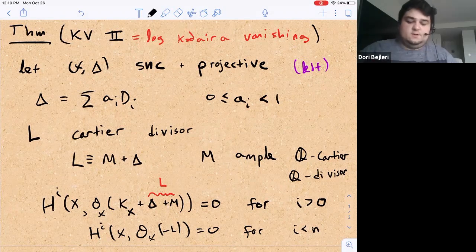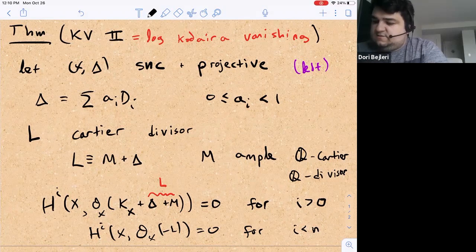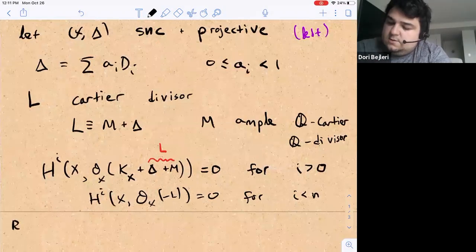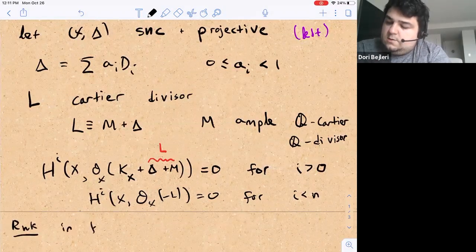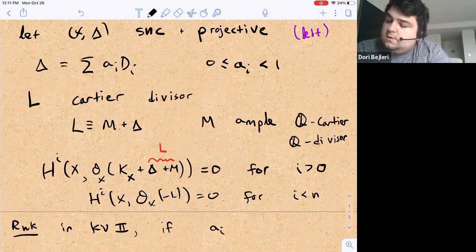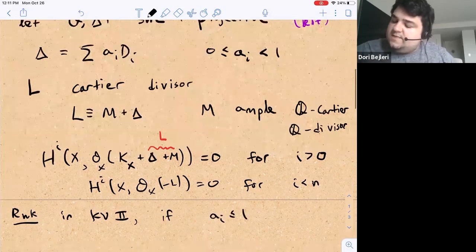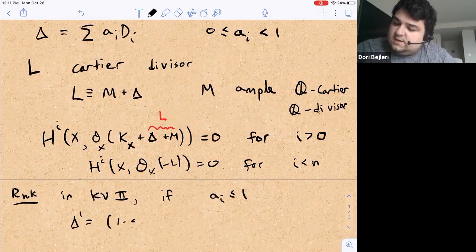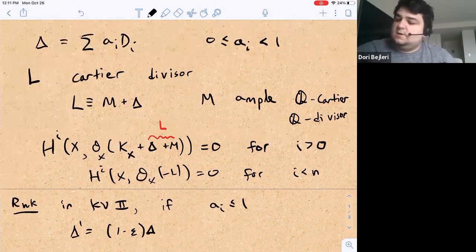Okay, so that's KV2. And I want to make a remark here that for this version, we actually don't need strictly less than 1. And that's because the condition of being ample is open. So if I had the same setup, but where some of my a_i are equal to 1, let me write it as a remark. If some a_i can go up to 1, then we can just replace Δ with a Δ' that's just 1 minus epsilon times Δ. And now this satisfies the condition that a_i is strictly less than 1.